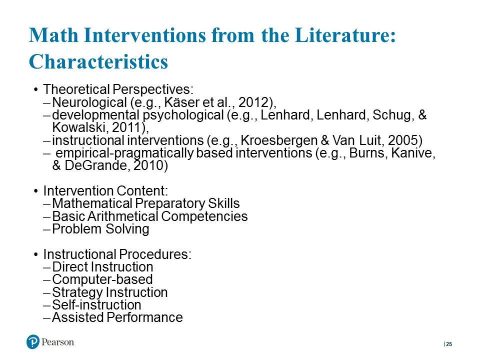Further, research interventions were categorized with respect to the math competencies promoted. These content levels were distinguished as mathematical preparatory skills, such as counting knowledge and number sense, basic arithmetic competencies, such as addition, subtraction, multiplication, and division, and problem solving, or the application of mathematical knowledge in new situations. And then finally, interventions were classified by their instructional procedures, so that we had direct interventions, strategy instruction, self-instruction, and assisted performance.